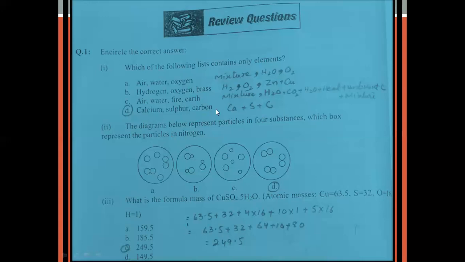Number two, the diagrams below represent particles in 4 substances. Which box represents the particles in nitrogen? Nitrogen, N2, is an element, and it is made up of 2 similar atoms. If we check the first one, yes, this is N2, but these monoatomic gases are not N2. They may be argon, helium, or any noble gas. So not this list. In this list, one ball is small and one ball is big. It may be HCl or hydrogen fluoride. They are compounds, not elements. All monoatomic gases, no. Nitrogen is diatomic. Yes, this one has 2 similar balls, N2, N2, N2. So D is the correct option.